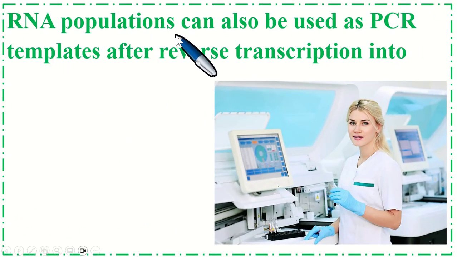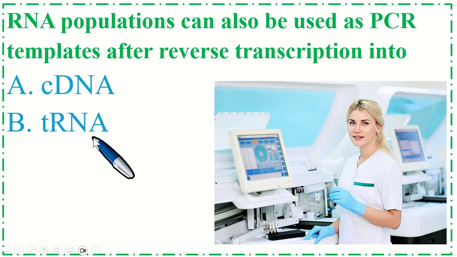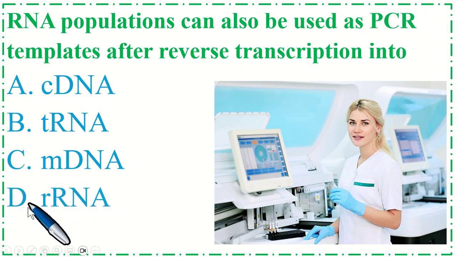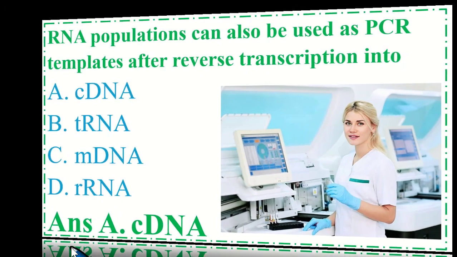RNA populations can also be used as PCR templates after reverse transcription into option A cDNA, B tRNA, C mDNA, and option D rRNA. So the correct option is A, cDNA.